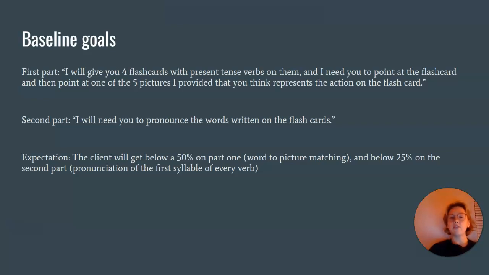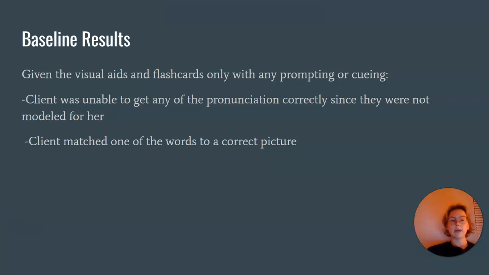My expectation was that the client would get below 50% on part 1, which was comprehension or picture matching, and then below 25%, or 0%, on the second part, which is the pronunciation. And the baseline results were that, given the visual aids and flashcards only, without any prompting or cueing, the client was unable to get any of the pronunciations correct since they were not modeled for her, and the client matched only one of the words to a correct picture.